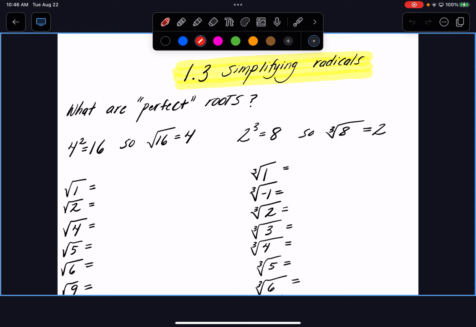Okay, so everybody, what are perfect roots? Like perfect square roots, perfect cube roots. It means that they come out as a whole number. Now, it is not required, but it is useful if you can start memorizing some perfect roots. So just keep in mind, if 4 squared equals 16, that means when we square root 16, it's going to equal 4. Correct? So if you said to me, what is a square root? It's something squared equals that number. So once again, if 2 cubed equals 8, then the cube root of 8 calculates to be 2.